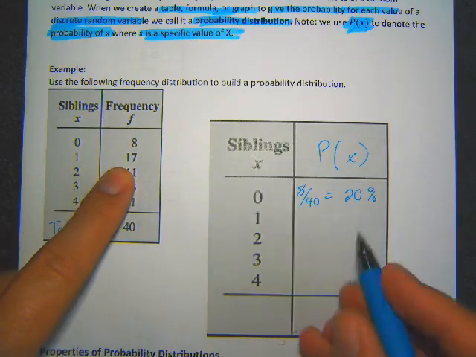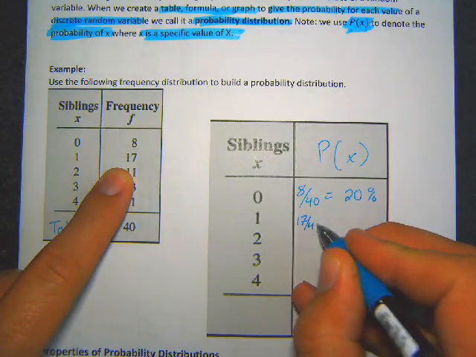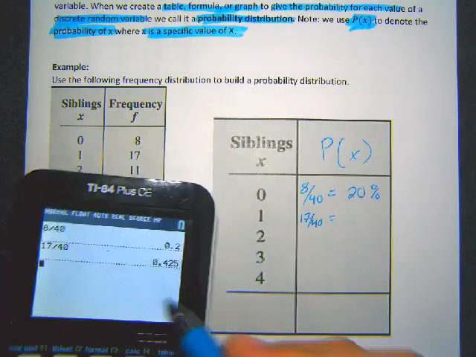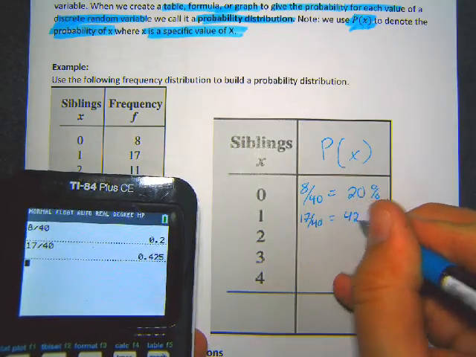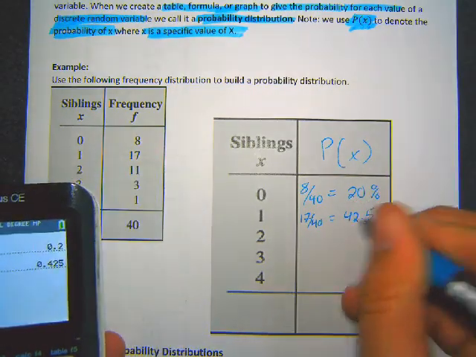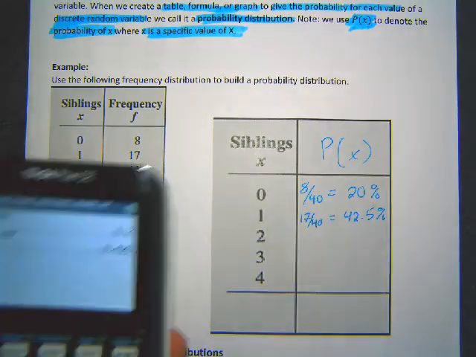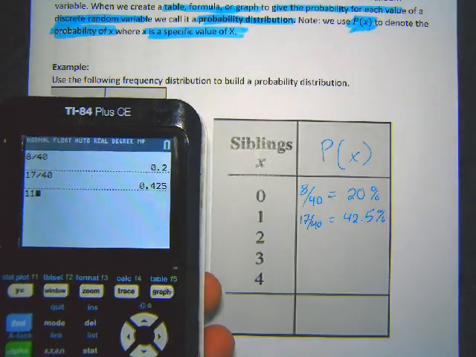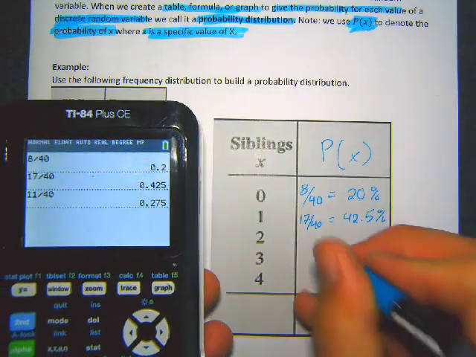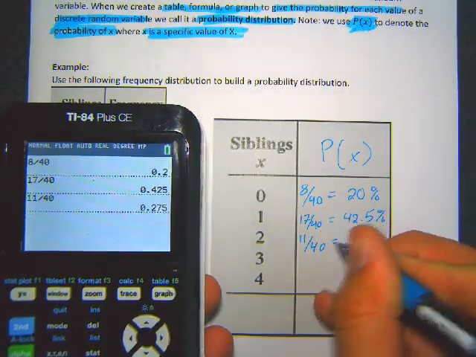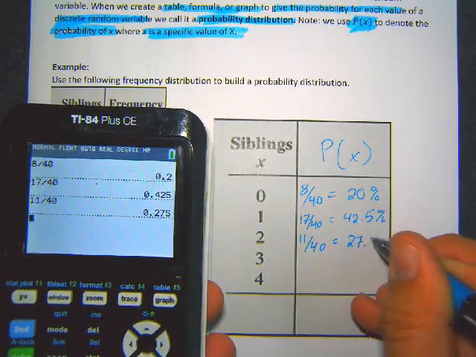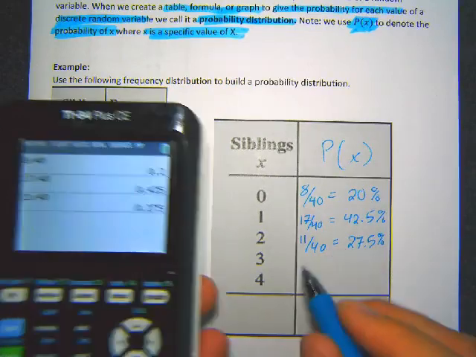For 1, that was 17, so 17 out of 40 gives us 42.5 with that decimal moved 2 spots. So you get 42.5, so almost half, right? Almost 50. 42.5% have one sibling. Two siblings is going to be 11. So we're going to take 11 and divide it by 40. 11 divided by 40 for the two siblings. We see that's 27.5. So 27.5% is the percentage of people that have two siblings.